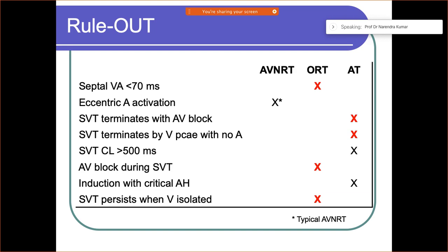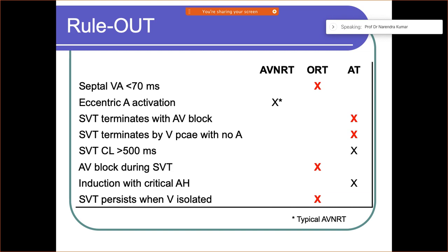So as I had already said, if you come across a septal VA interval less than 70 milliseconds, you are ruling out orthodromic reentry tachycardia, okay? Similarly, you then try to look for the pattern of activation. In the pattern of activation, if there's an eccentric pattern of activation, that is the time when you rule it out as AVNRT.